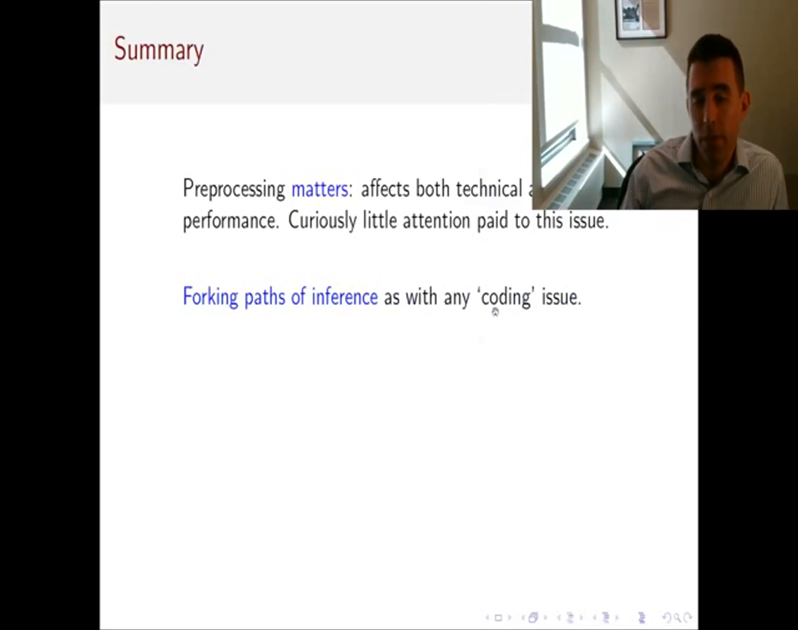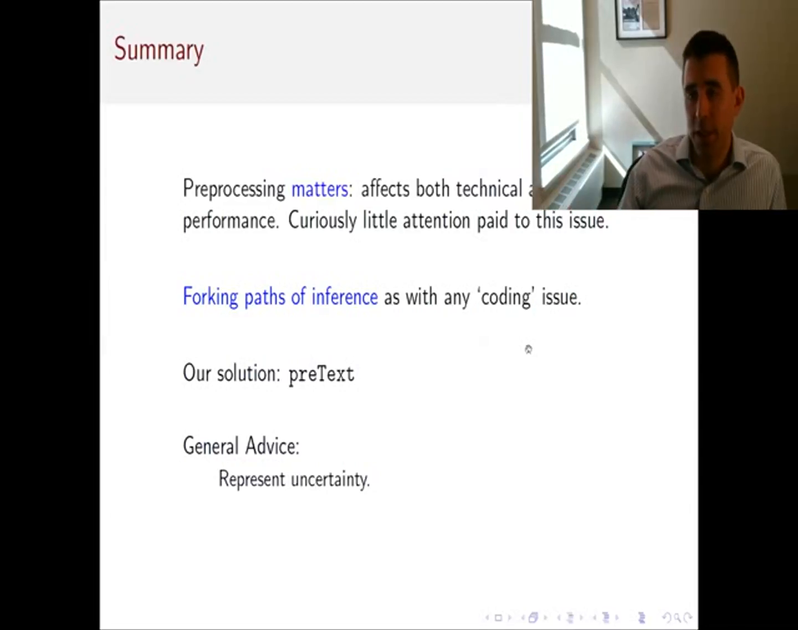So, forking paths of inference, right? In that sense, we consider ourselves squarely in that literature of thinking carefully about how you code things. That should come from theory. Often it doesn't because people don't have theory. But if they don't, they've got to think carefully about robustness. Our solution, or one solution, is to think about using pretext.